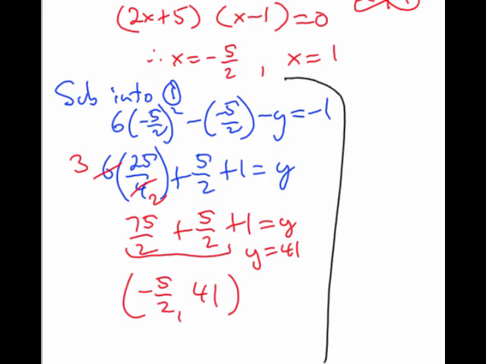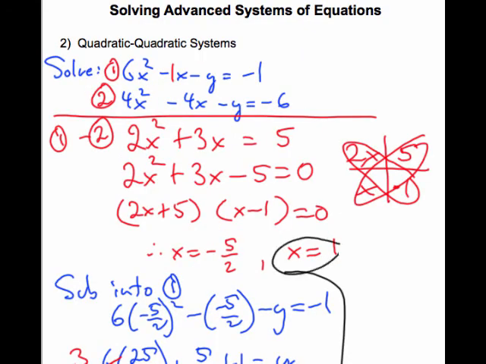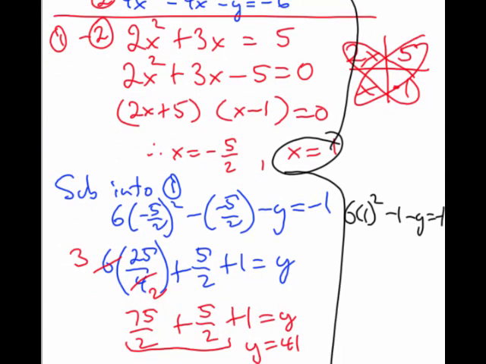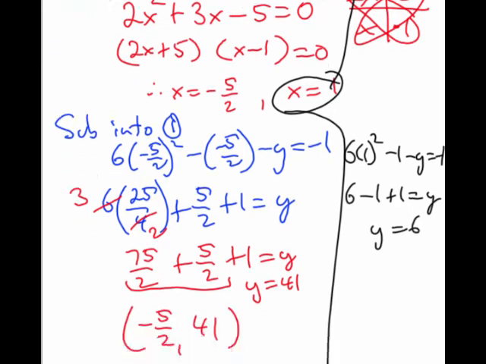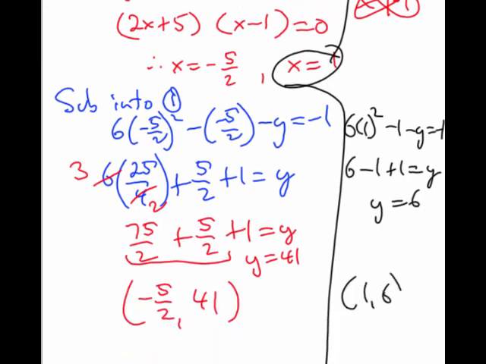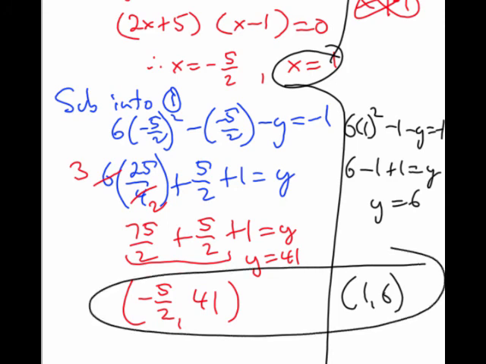And the other one is plugging in x equals 1. Again, back in my original equation. So here we go. 6 times 1 squared minus 1 minus y is negative 1. So that's 6 minus 1 plus 1 equals y, isolating y again, so we get y equals 6. And so the second point of intersection is 1 comma 6.